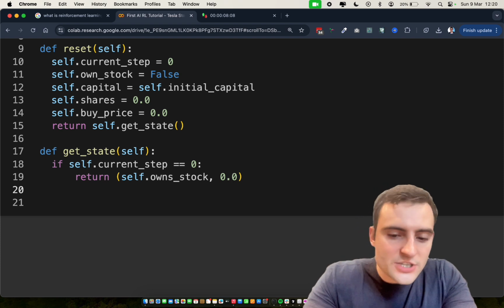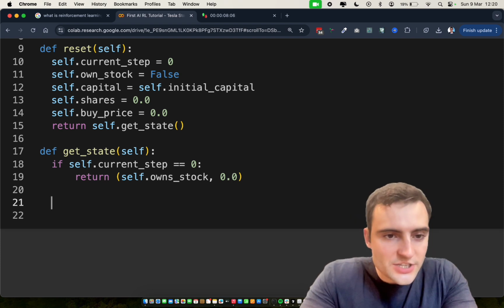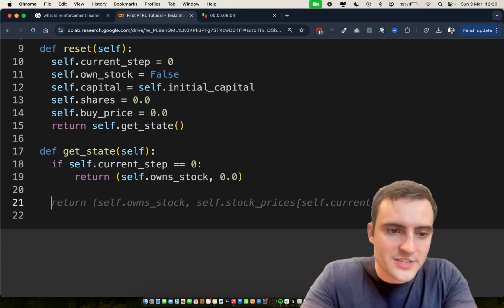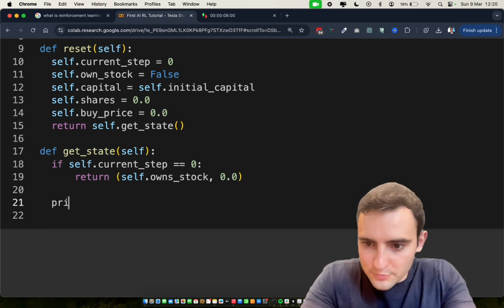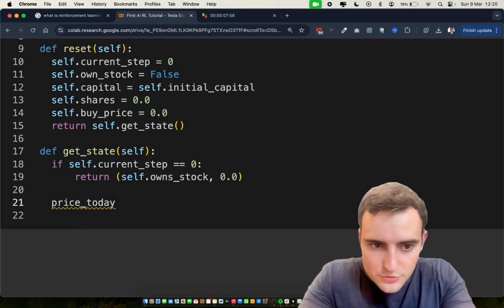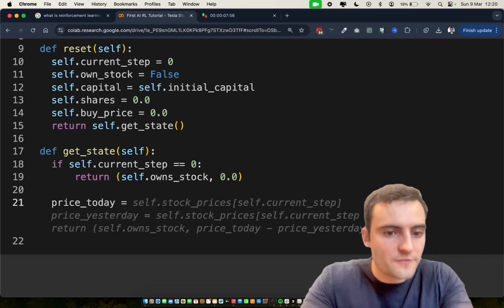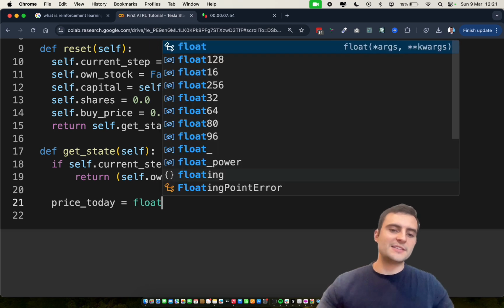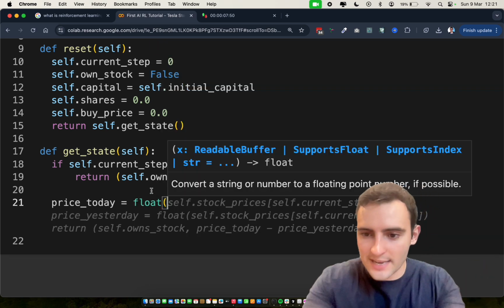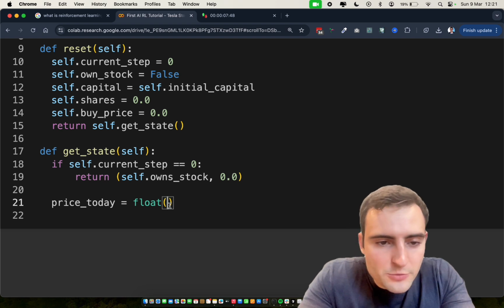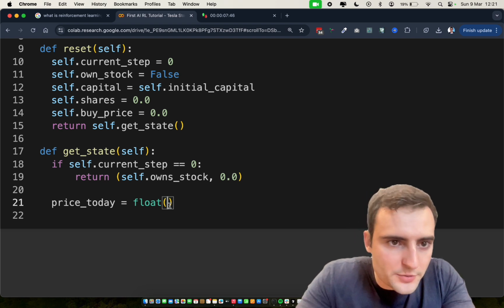But how does this change? So what changes is the price, right? The price of the stock. So we're going to define the price today, and the price today is equal to, we're going to say, first of all, float. So float is basically saying, hey, we want this in decimal places because money comes in decimal places. And then we're going to grab from the stock prices.